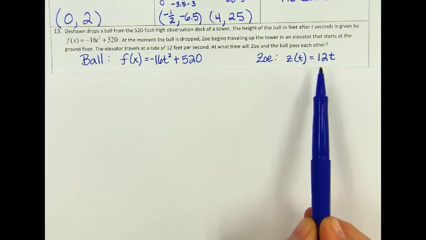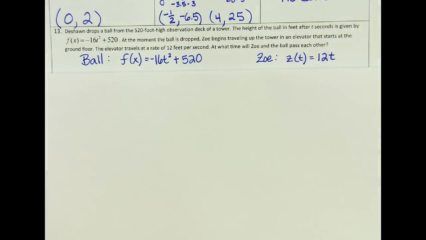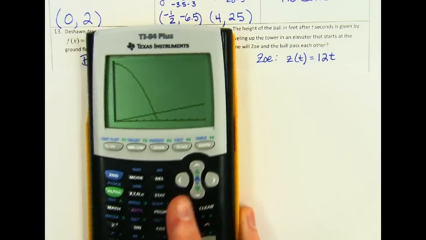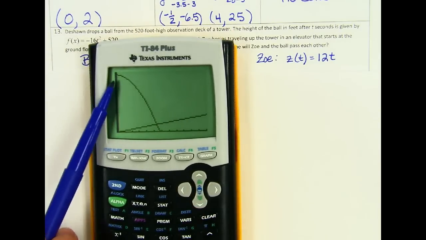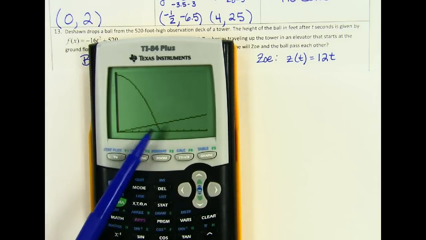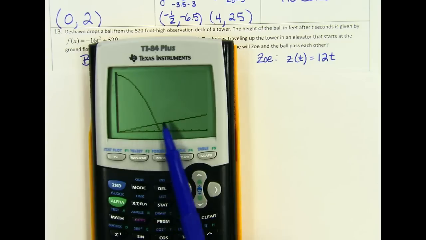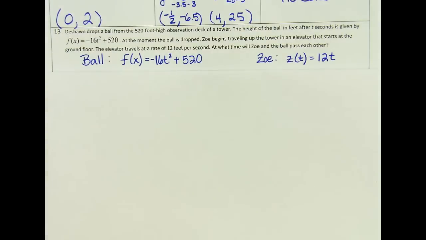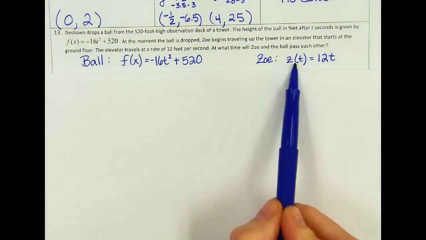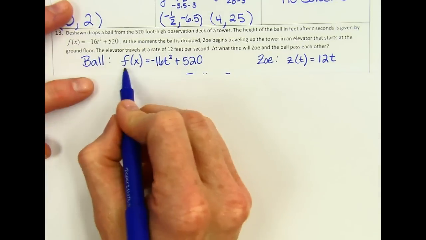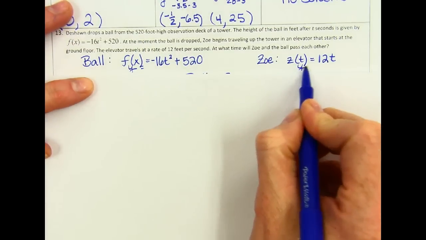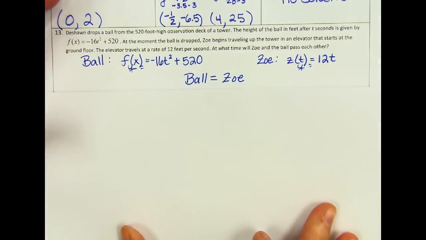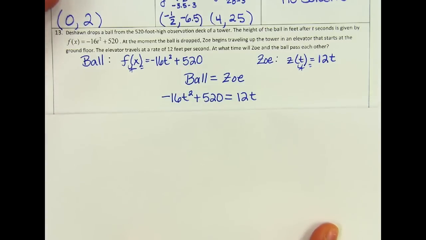Now, to solve this, you find out when the ball and Zoe will meet. Now, this is the graph of it. The ball drops down, so time's going. Zoe's in the elevator coming up. Where do they meet? That's what you're looking for. Now, I used function notation, but remember, this is simply y equals, and this one is y equals. So you now set the ball equal to Zoe. When will they meet? You get this quadratic equation.